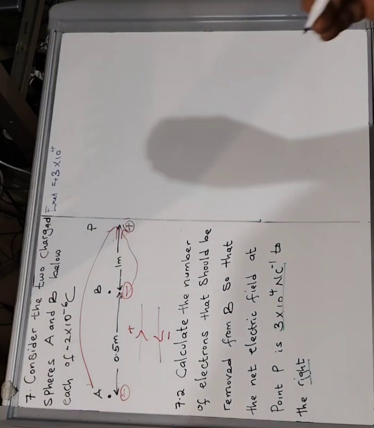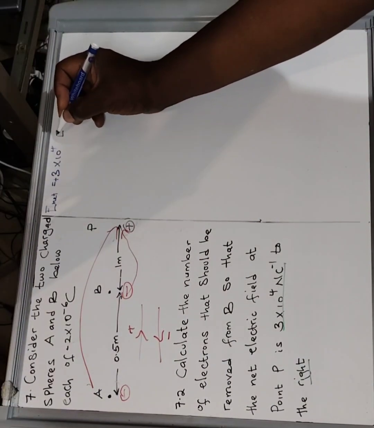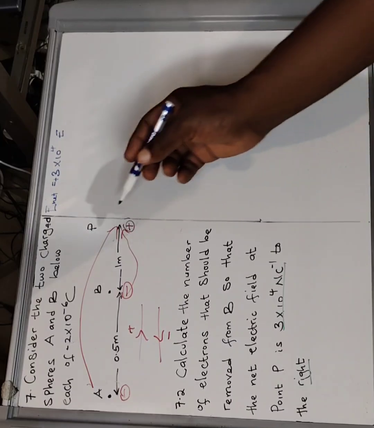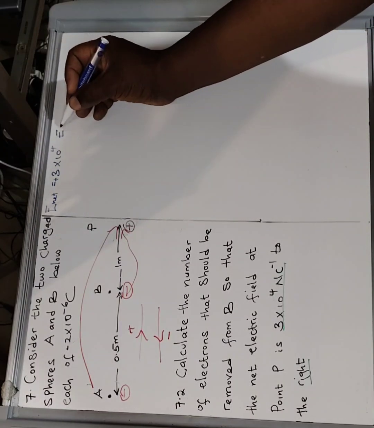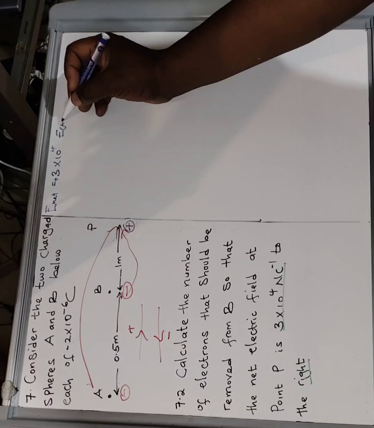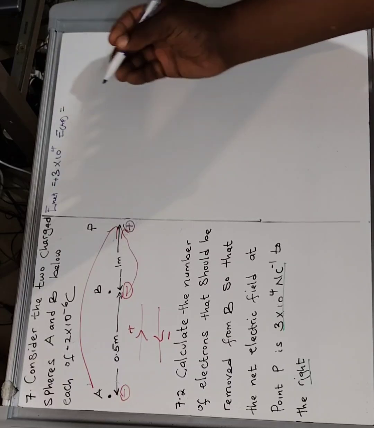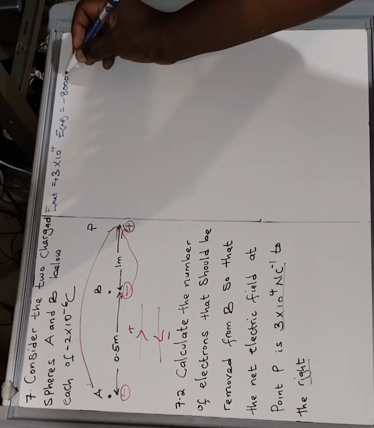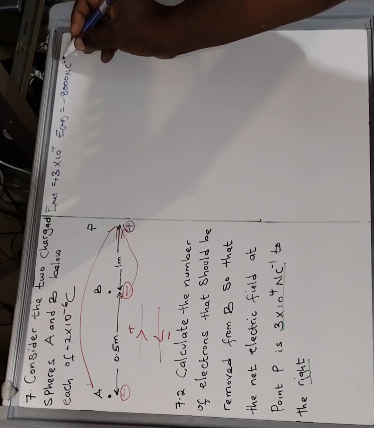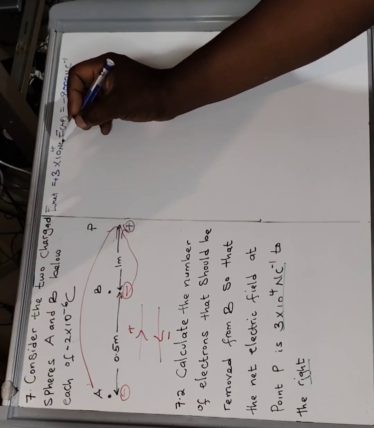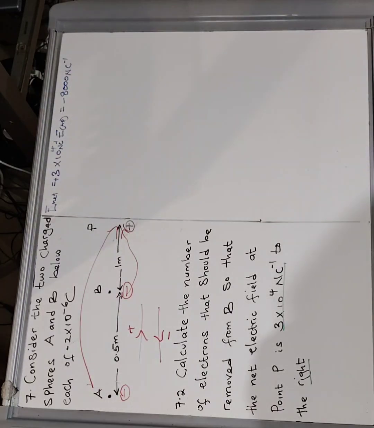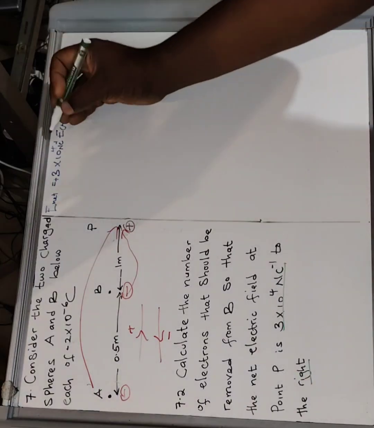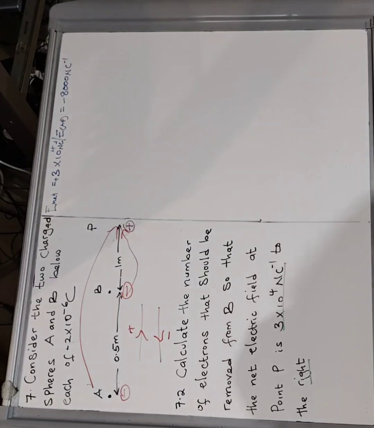Then what else do we know? We know E at P due to A. So that one remains unchanged. It is negative 8,000 Newton per coulomb. Yeah, even this one is Newton per coulomb, you must not forget. So that's what we have, those two pieces of information. So how do we use them?